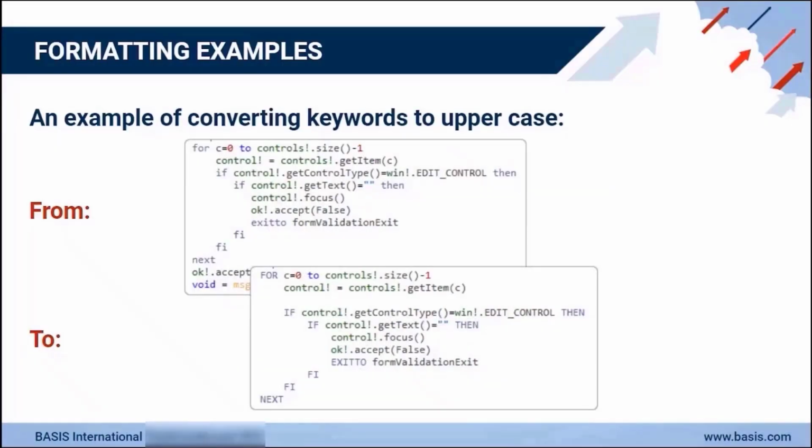We have the from for an example of a piece of code that was not using uppercase keywords, and then once formatted, the to box shows us how it would look if all those keywords were uppercase, such as the if and the fi and the next and the then. And you can see for yourself that in some cases that makes your code more readable, and that's available for you to use.